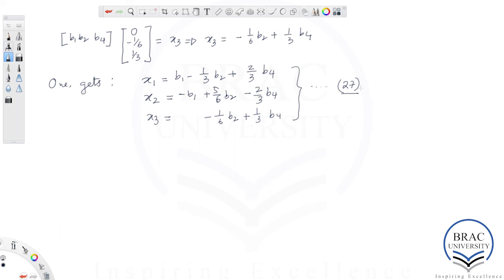So this is the solution of part B. The coordinates of beta relative to the basis alpha 1, alpha 2, and alpha 3 are x1, x2, and x3. So this is how we write x1, x2, and x3 in terms of the coordinates b1, b2, and b3. Sorry, b1, b2, and b4, which are the components or the coordinates of this vector beta.